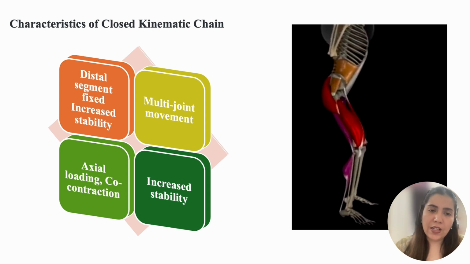These usually resemble functional activities. For example, a squat is a very typical example of a closed kinematic chain movement. Along with that, push-ups and planks are also examples of closed kinematic chains. Usually, these exercises or movements are prescribed in order to improve stability, control, and joint proprioception.